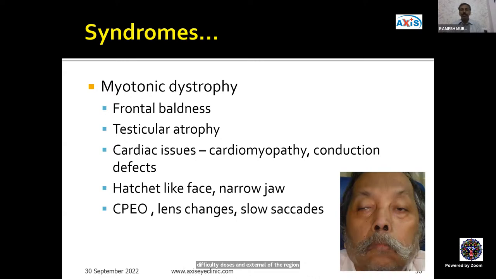Myotonic dystrophy presents with frontal baldness, testicular atrophy, cardiac issues like cardiomyopathy and conduction defects. Patients are noted to have a hatchet-like face or a narrow jaw. There could be chronic progressive external ophthalmoplegia, lens changes, and slow saccades.